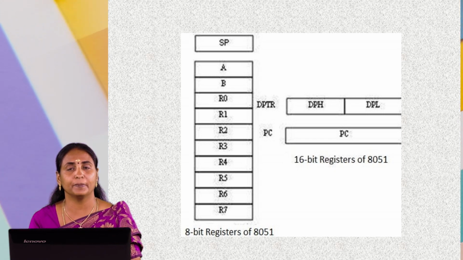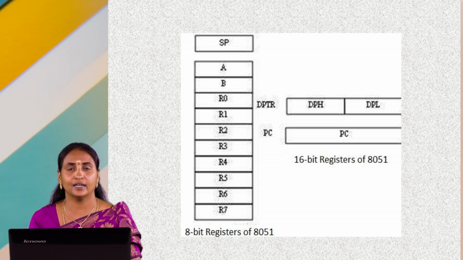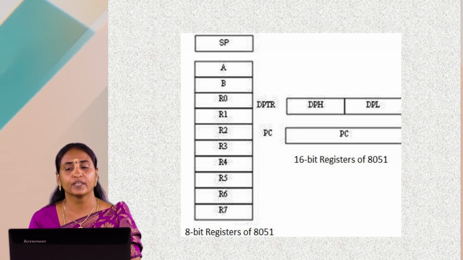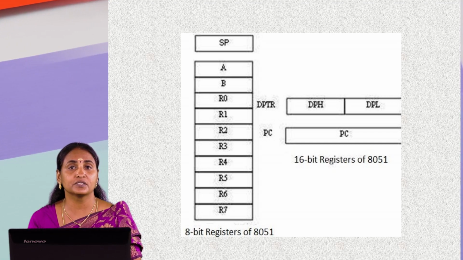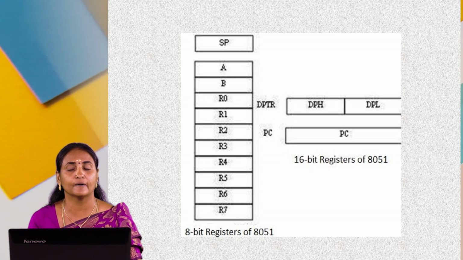It has two separate parts, that is DPH and DPL. DPH means data pointer high, DPL means data pointer low. With these 16-bit registers we can initially set any address and data with the help of the DPTR.